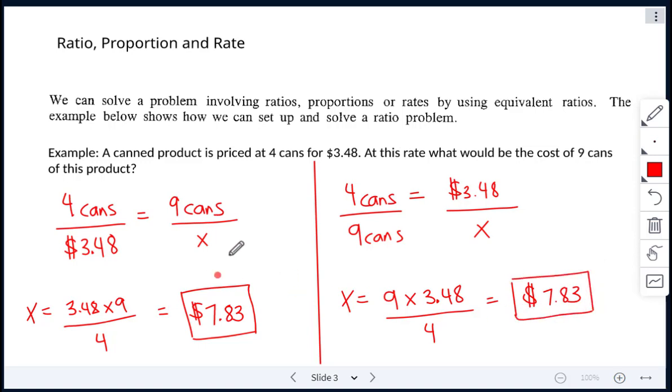You can choose which method you want to set up your ratios, but make sure you are keeping it organized. Whatever you do on the left side, you have to keep it the same on the right side. Here we did cans at the top, dollars on the bottom. On this side, we did cans and cans on the left-hand side, and then dollar amount on the right-hand side. Any questions on that example?